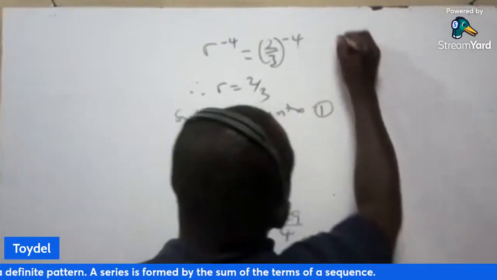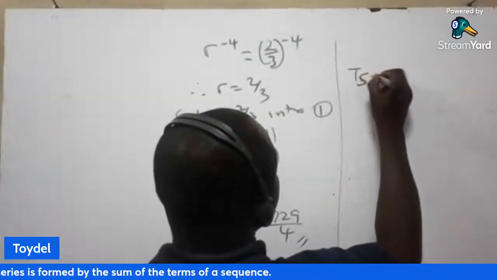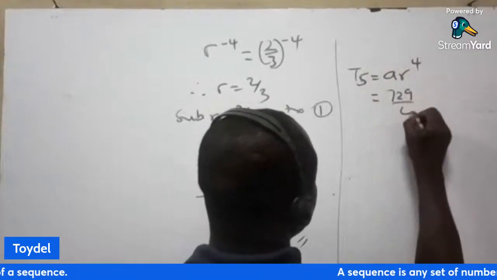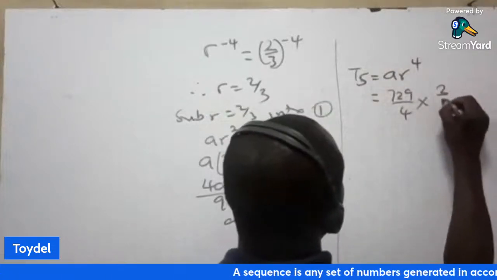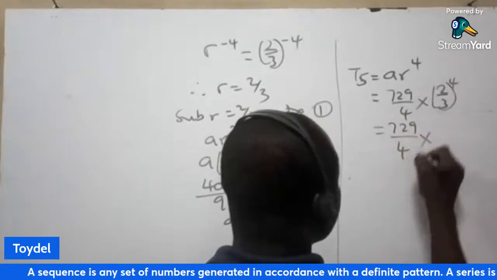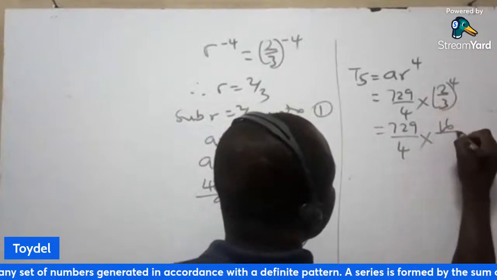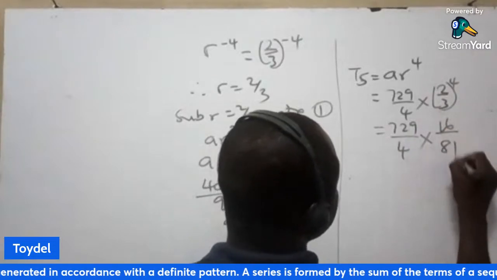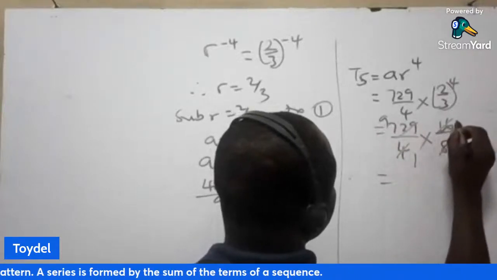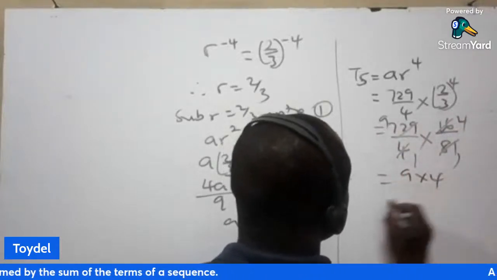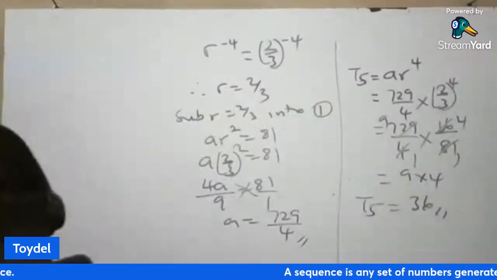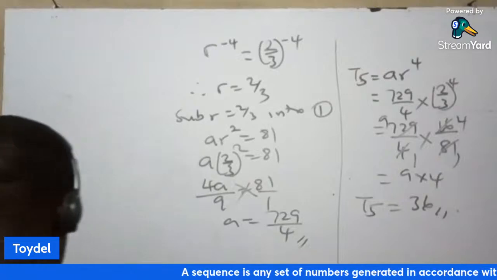So in this case now, the fifth term, T5, will be equal to what? AR raised to power 4. What is A? 729 all over 4 multiplied by R, which is 2 all over 3, everything raised to power 4. Then here I'm going to have 729 all over 4 multiplied by 16 all over 81. So here I'm going to have 81 here 1, 81 here 9, 4 here 1, 4 here 4. I'm going to have 9 times 4. So the fifth term, T5, is equal to 36. And that is what we are going to get.